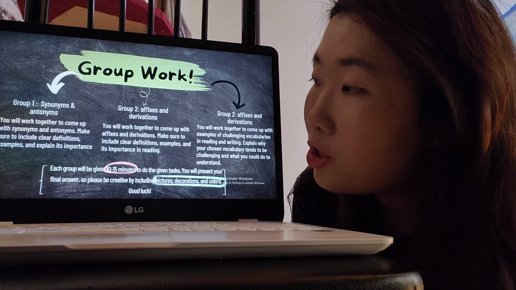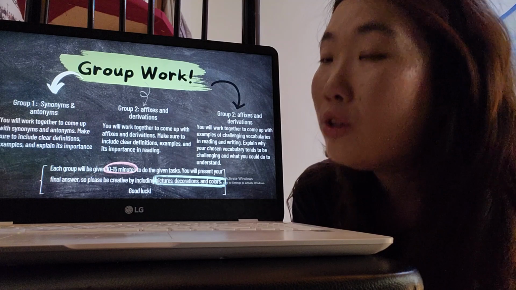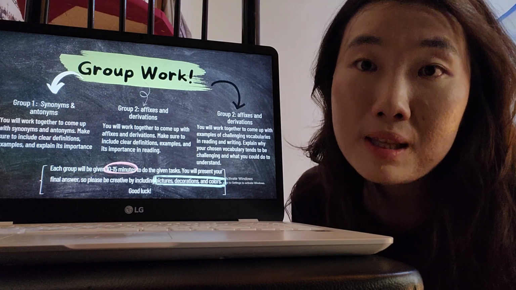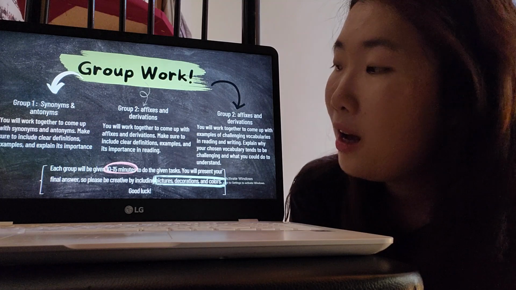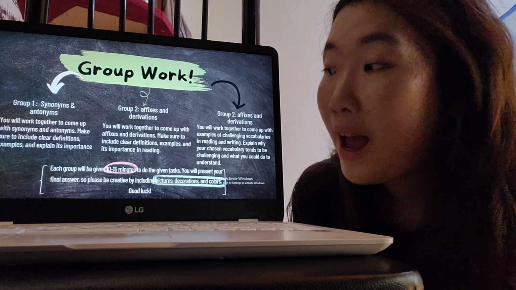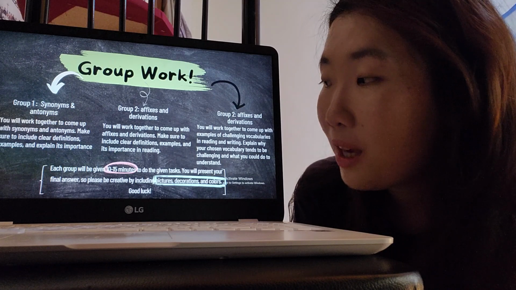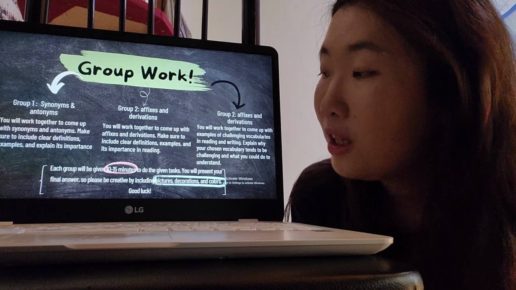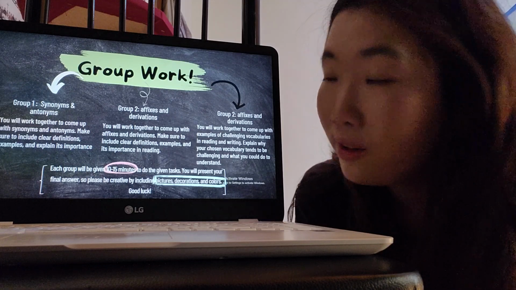And here, each group will be given 10 to 15 minutes. Guys, 10 to 15 minutes. Please spend enough time, okay? To do the given task. You will present your final answer. So please be creative by including pictures, decorations, and colors.